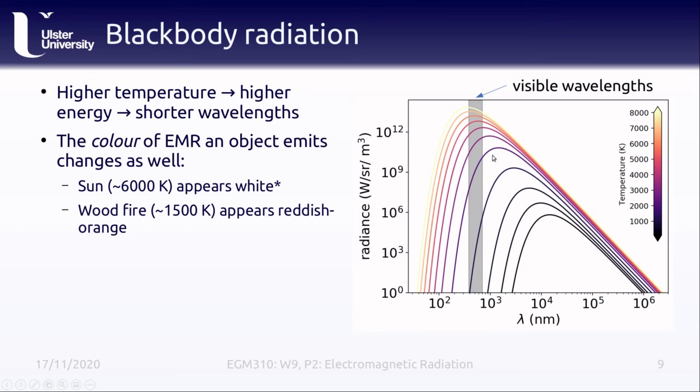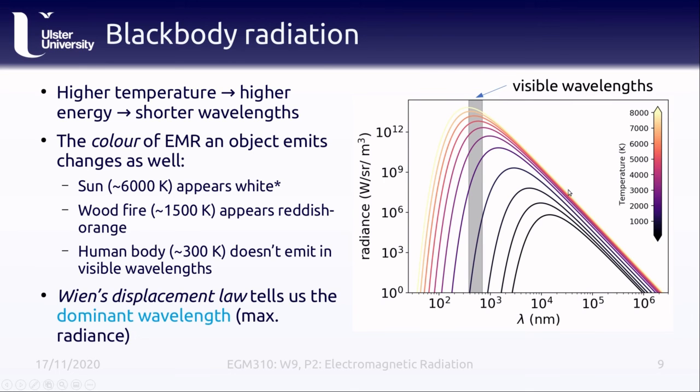Wood fires at about 1500 Kelvin have much stronger emittance in the red portion of the visible wavelengths, and so we see that they have more of a reddish orange color. The human body at about 300 Kelvin hardly emits at all in visible wavelengths. It's mostly in the thermal wavelengths.